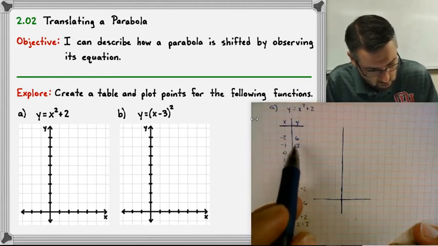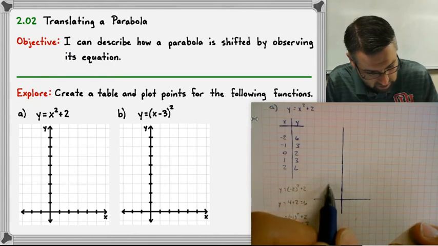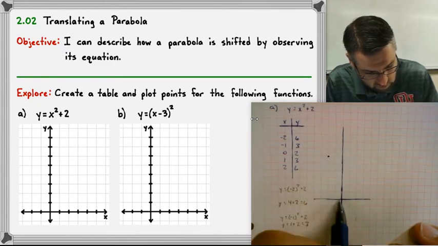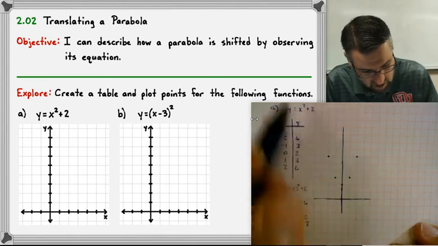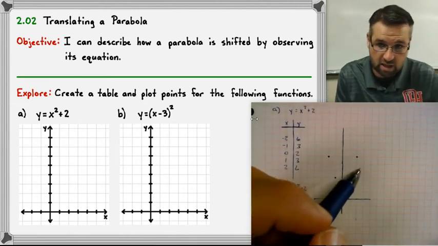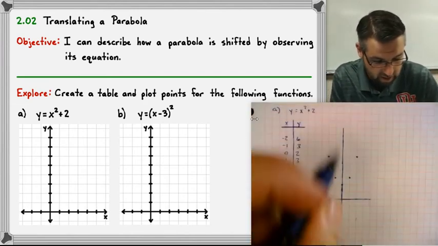So the first coordinate is (-2, 6), so back 2 and up 2, 4, 6. Next one is back 1, up 3. The next one is just up 2. The next one is right 1, up 3, and then right 2 and up 6. And then we can get our idea of what this parabola is going to look like by connecting those dots.